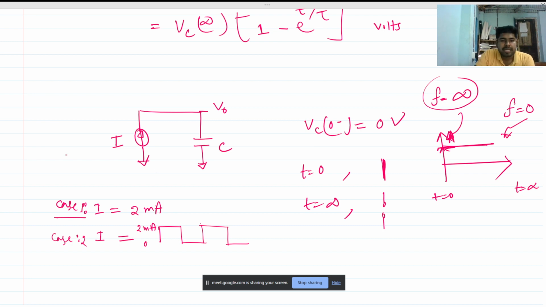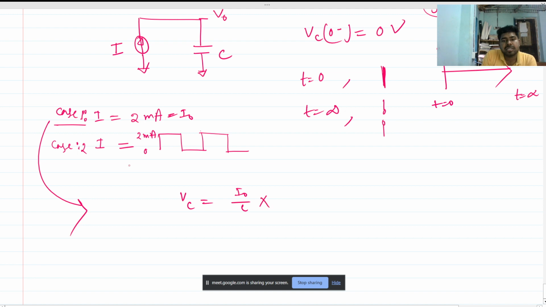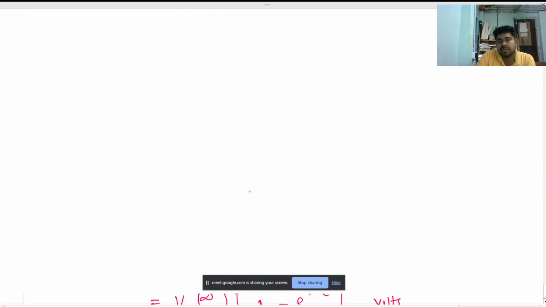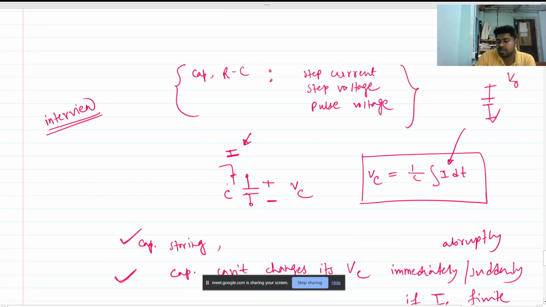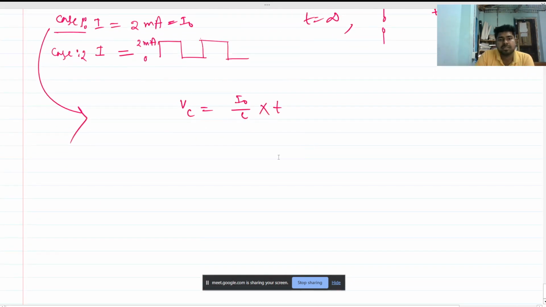Okay, now for the first case, what will be the output? This is a constant current, right? Let's say this is I naught. If this is constant current, Vc will be nothing but I naught by C into t. Because in this equation, I naught is a constant, so it comes out of the integration, and the integration of dt is nothing but t. So this is the equation.